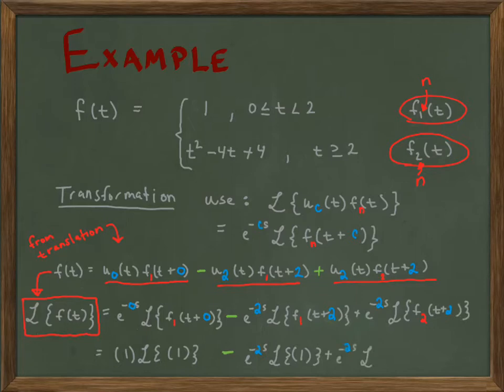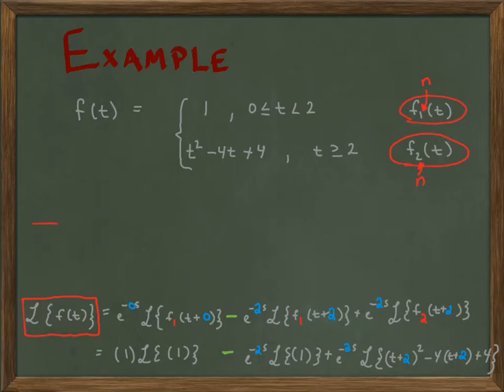The last thing we need to do is add in what the function of t equals when the time hits 2. It doesn't equal f1 of t, but it equals f2 of t, or t squared minus 4t plus 4. And here, this function does depend on t, so wherever you see a t, we're going to put in t plus the step. In this case, the step is 2. So t squared minus 4t plus 4 turns into (t plus 2) squared minus 4 times (t plus 2) plus 4. All right, so now we're almost there.